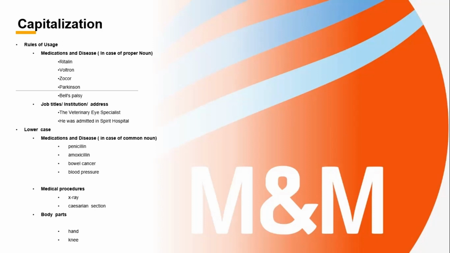But if we have a common disease such as diabetes mellitus, let's say hypertension, we should use the lowercase letter, followed by the medicine name. In case of medicine, if we have a brand name, we use the capital letter first. If we have a salt name, we use the small letter first, right? Lowercase. Any medical procedure should be written in lowercase. These are some examples. Body part should be written in lowercase, with example, okay?